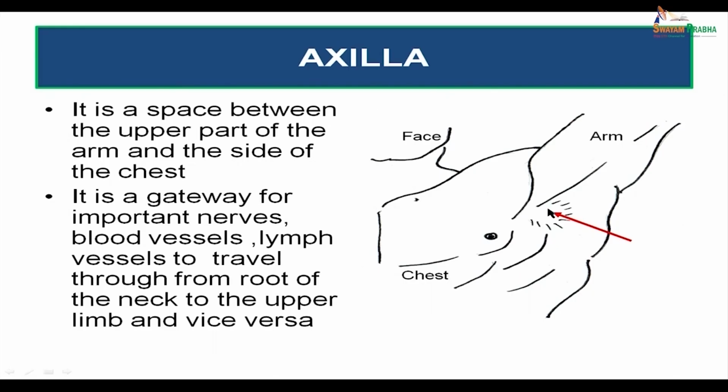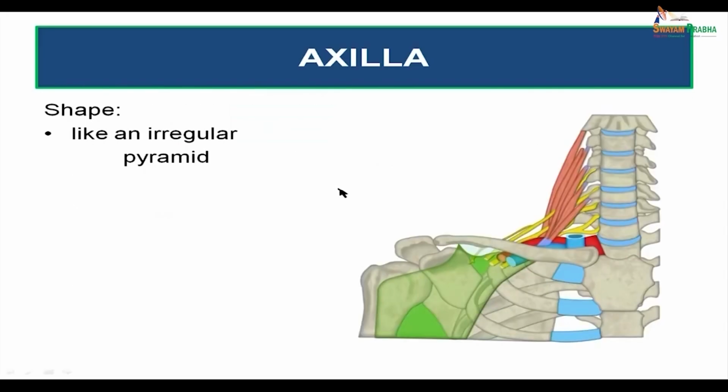What is the axilla? The axilla is a space between the upper part of the arm and the side of the chest. It's a gateway for important nerves, vessels, lymph vessels to reach through from the root of the neck to the upper limb and vice versa. Its shape is like an irregular pyramid. As you can see in the picture, this green colored area is the axilla. It is there between the arm and the side of the chest.